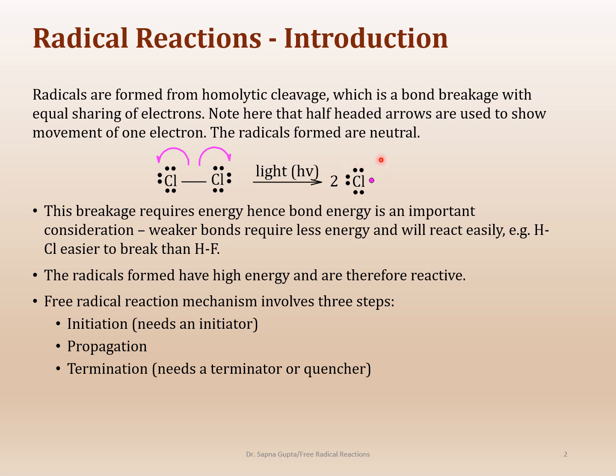So that's important. Now, the other couple of things that are important over here: number one, look at the arrow over here. This is a half-headed arrow. A half-headed arrow means that you are moving only one electron. If it was a double-headed arrow like we've been drawing before, that's two electrons, but this is a half-headed arrow. So make sure you draw these kinds for free radical reactions.